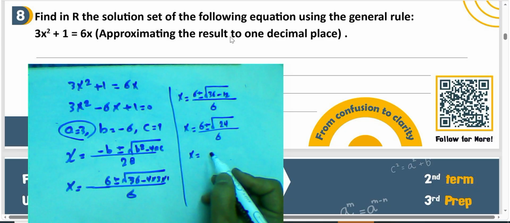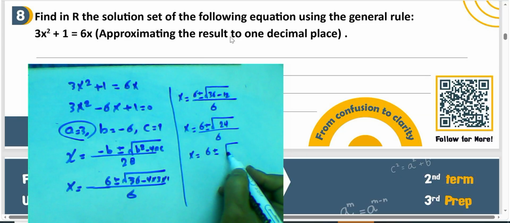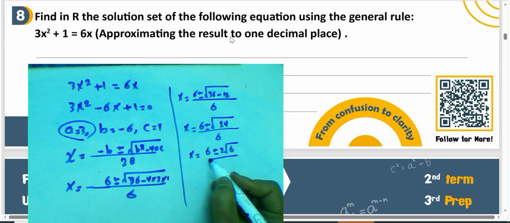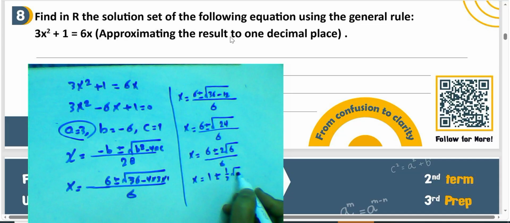Now you can complete it also by writing 6. Okay, positive or negative square root of 24, which is 4 times 6. Then we have 2 root 6 over 6. You can simplify, then x will be equal to 1 positive or negative one-third root 6.